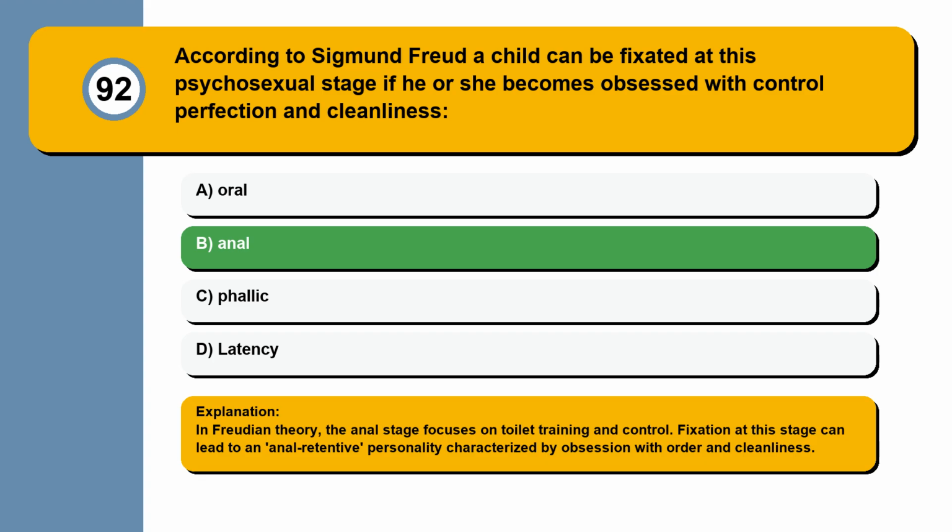Explanation. In Freudian theory, the anal stage focuses on toilet training and control. Fixation at this stage can lead to an anal retentive personality characterized by obsession with order and cleanliness.